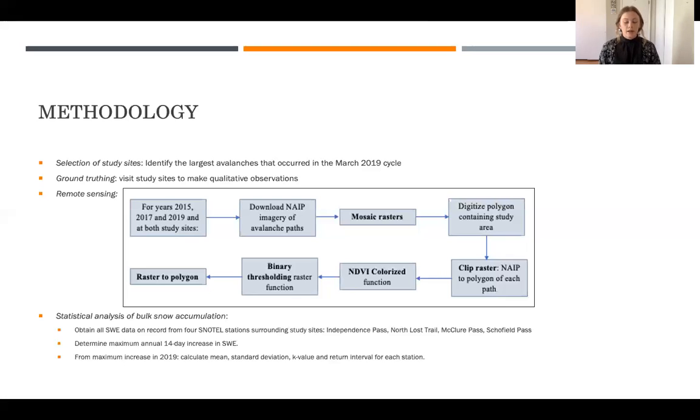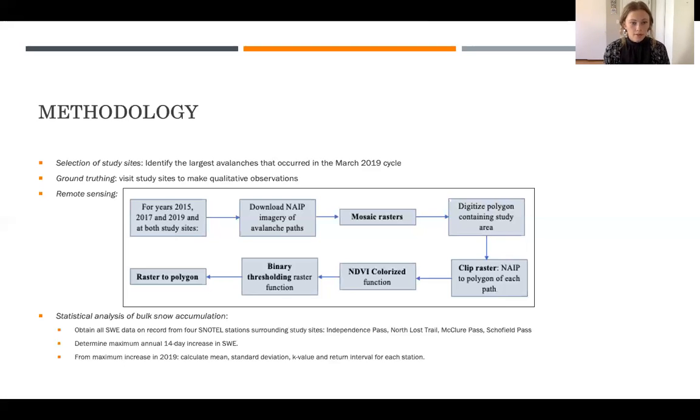Next, I used the binary thresholding raster function to apply it to the NDVI in order to classify the raster data into 2 distinct classes. The 2 classes were bare ground, soil and rock, and vegetation. I then used the raster to polygon tool for each of the binary threshold rasters to quantify the area of the 2 classes for each year at each study site. As I mentioned before, the 2015 and 2019 images were primarily used for analysis beyond this point.